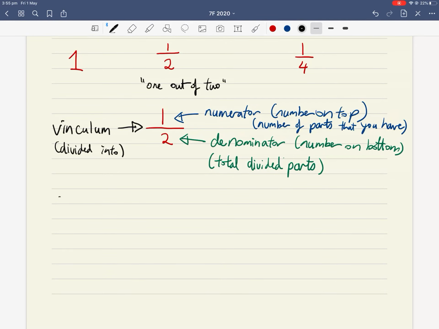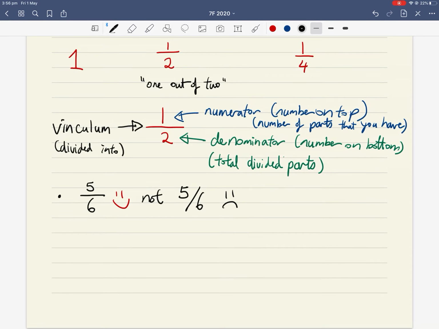So some other key things to note. I like to write fractions where you have a numerator and a flat horizontal line over the denominator. I don't like fractions where you write a slash. So 5, flat horizontal line, 6, not that. So 5 over 6 with a flat line is good. 5 slash 6 is not good. Just my little personal preference.